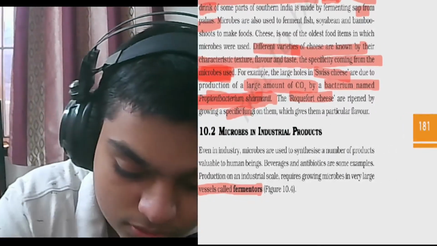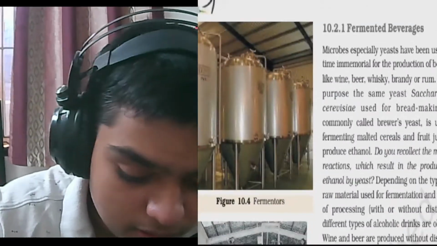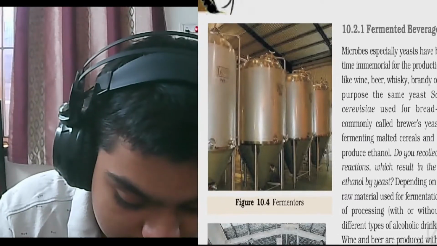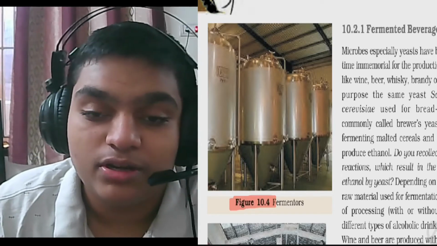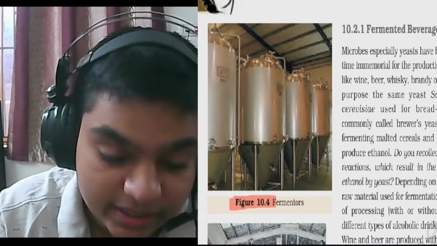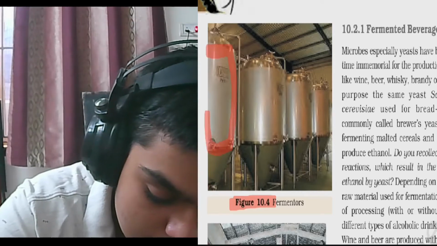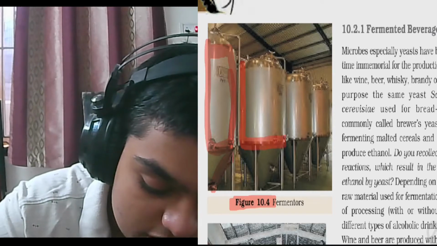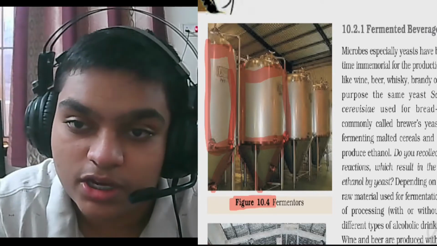Now let's move on to the second page. See, on your left side page, figure number 10.4 shows your fermenters. These are your fermenters. See how big these vessels are. In these, our alcohol is being fermented.